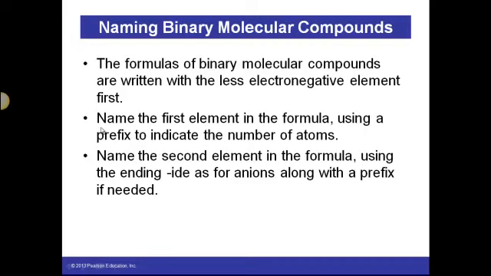So for the first one, we're going to name the first element in the formula using a prefix to indicate the number of atoms. With ionic compounds, we needed to indicate charge states when we were naming the molecules. With our molecular compounds, we actually need to indicate the number of atoms that are going to be present within the molecular formula, since we don't have charges to go by. And for the name of the second element, we still use the "ide" ending, and we also have to have a prefix if it's needed for multiple atoms of that element. So let's look at some examples.